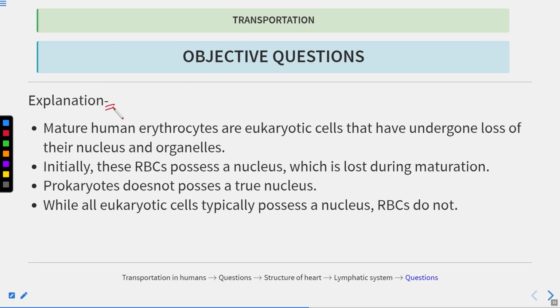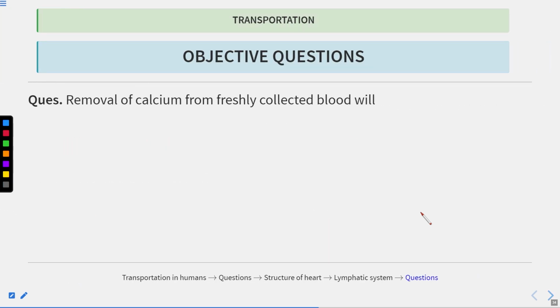Let's have a look at the explanation. The mature erythrocytes are eukaryotic cells that have undergone loss of their nucleus as well as the organelles. What is the feature of a prokaryotic cell? They lack the nucleus as well as the membrane-bound organelles. Initially, these RBCs possess a nucleus which is lost during maturation. Prokaryotes lack the true nucleus, while the eukaryotic cell typically possesses a nucleus, but RBCs do not. So we can say RBCs have the features of both eukaryotes as well as prokaryotes.